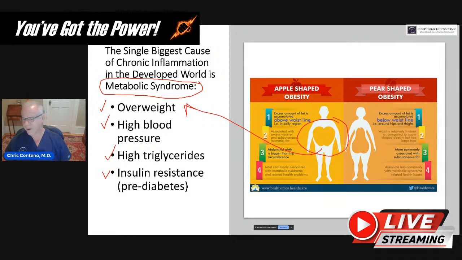If you've got more of this pear-shaped body, and this is mostly women, you're a little bit less likely, but still not great. You're still pushing the envelope for getting problems related to insulin resistance and insulin metabolism.